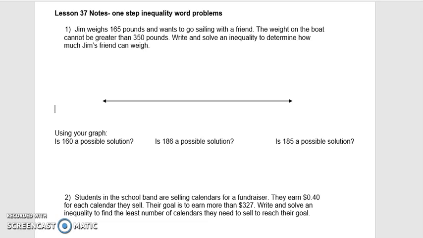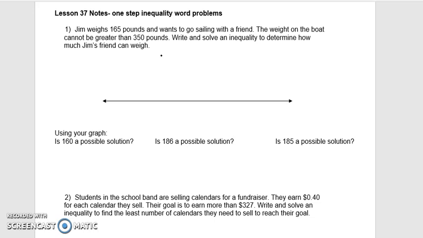We got Jim here, weighs 165 pounds and wants to go sailing with a friend. The weight on the boat cannot be greater than 350 pounds. Yes, people, it's a rather small boat that we are talking about here. All right, so it says write and solve an inequality to determine how much Jim's friend can weigh.